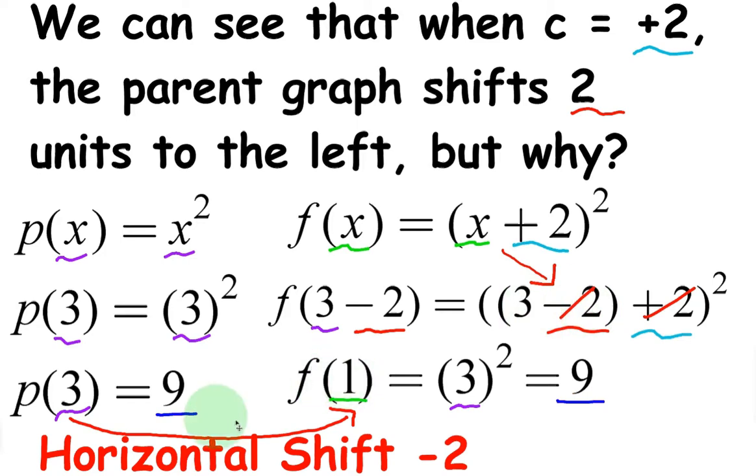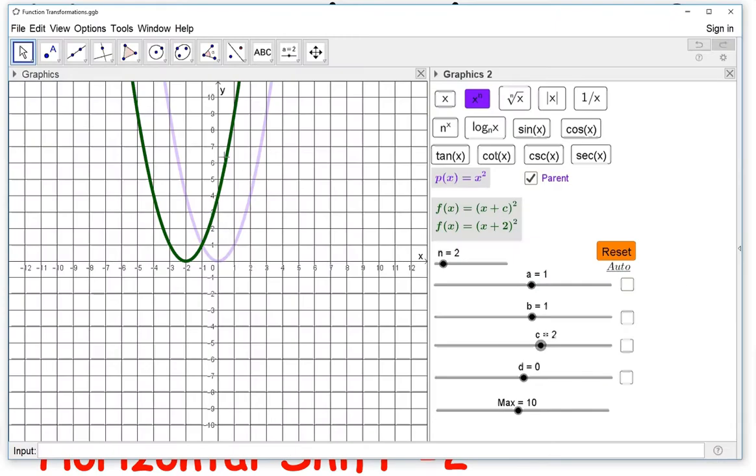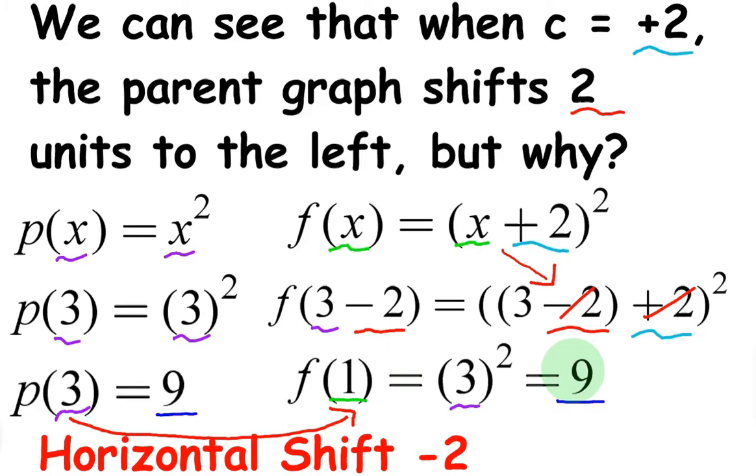Therefore, this confirms that for the original 3 that I plugged in, I have to subtract 2 from that to plug in 1 to still get 9 back. We can see that again with this graph. Plug in 3 from my parent function, I get 9. I will have to plug in 2 less than that, 1, in order to still get 9 back.